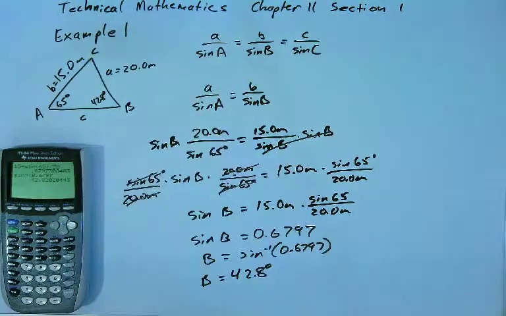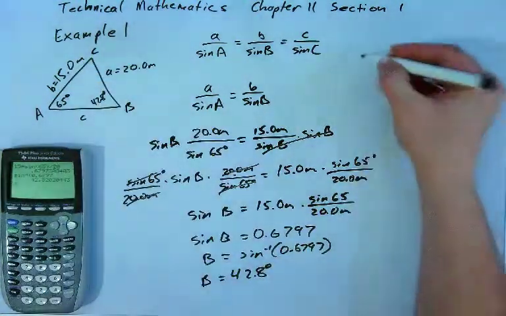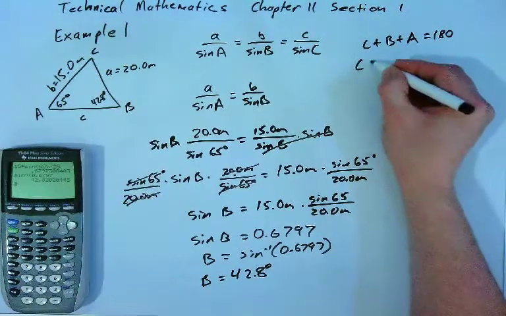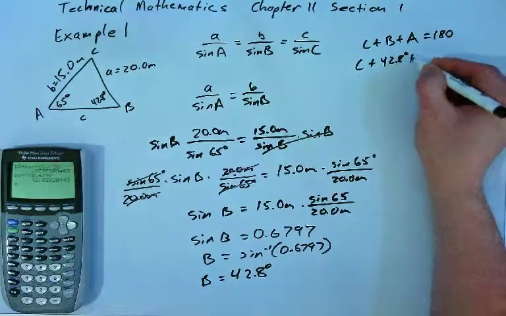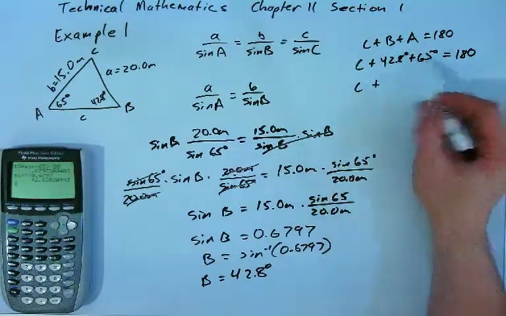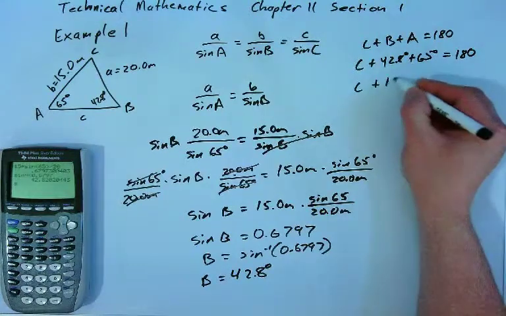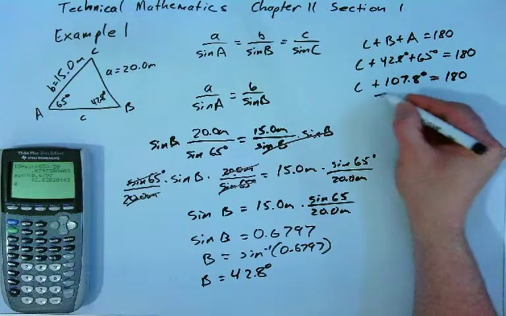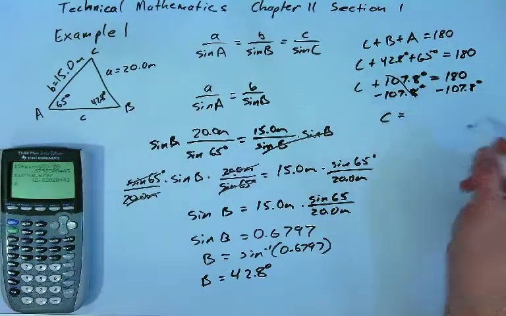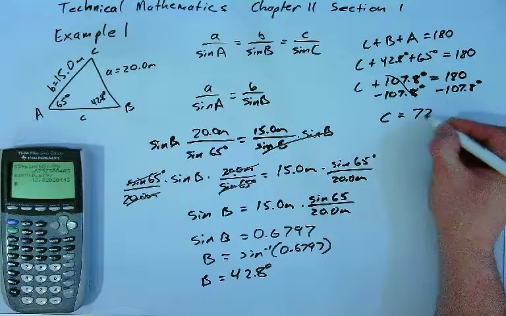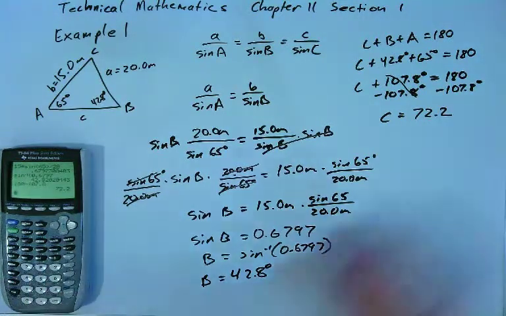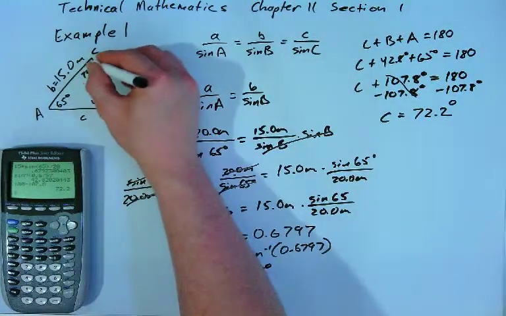And from here, we can determine angle C, because we know that all three angles must add up to 180. So angle C plus angle B plus angle A must be equal to 180. And so C is what we're looking for. B is 42.8 degrees. A is 65 degrees. And again, these add up to 180. And so C plus 65 and 42.8, which is 107.8 degrees, equals 180. Subtract 107.8 from both sides, they cancel, and C is equal to 180 minus 107.8, which is 72.2. So angle C must be 72.2 degrees.